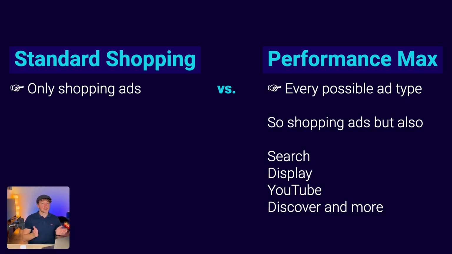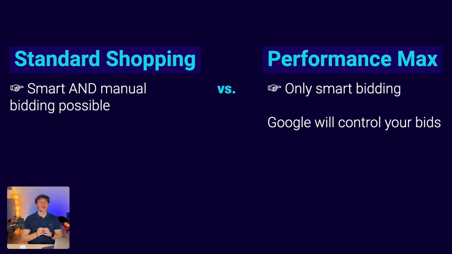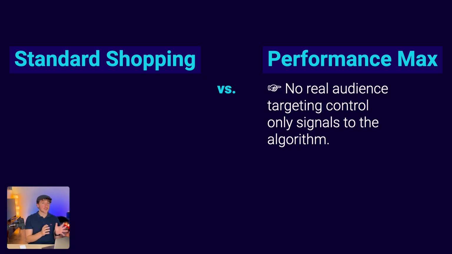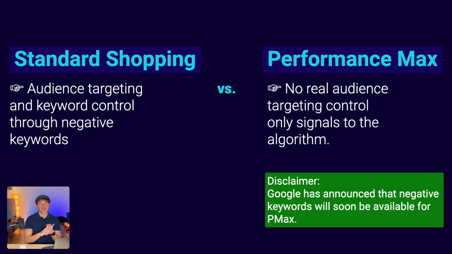But of course, Performance Max also runs search ads, display ads, YouTube ads, and so on. When it comes to bidding, both campaign types can use smart bidding, but only standard shopping can use manual bidding, so it gives you more control over your CPC and your bid. When it comes to targeting, with Performance Max campaigns, you can really just control the location and the ad schedule. Everything else will be decided by Google. While with standard shopping campaigns, you can control the audiences and set negative keywords. And of course, you also have location targeting.